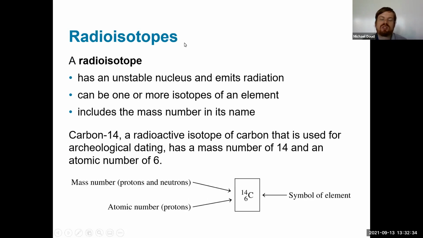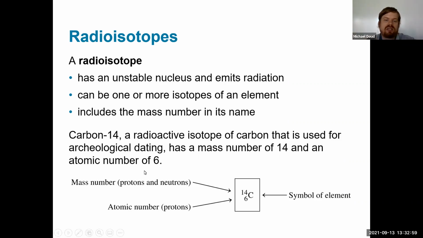A radioisotope is exactly what it sounds like. It's a radioactive isotope. In particular, it's an unstable nucleus. Again, it decays and it emits radiation. There can be multiple radioisotopes for a given element. And as you go up the periodic table, the more likely you are to hit radioactive isotopes.